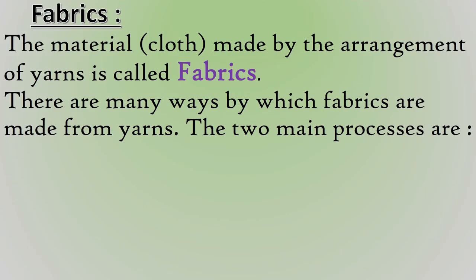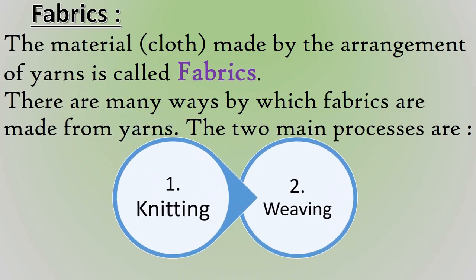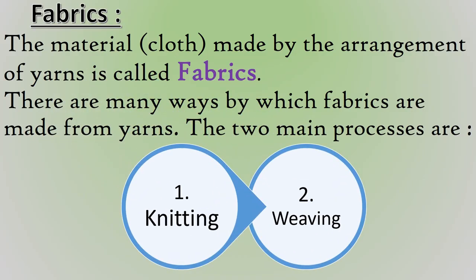Fabrics. The material or cloth made by the arrangement of yarns is called fabrics. There are many ways by which fabrics are made from yarn. The two main processes are number 1, knitting, number 2, weaving.